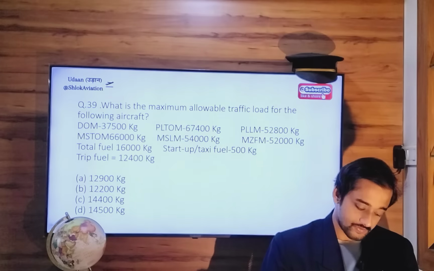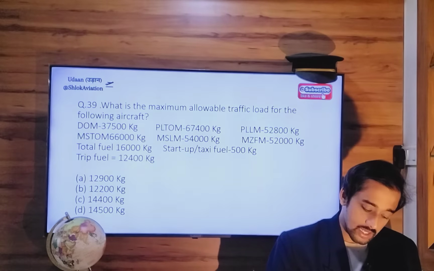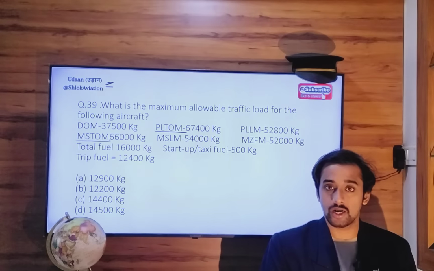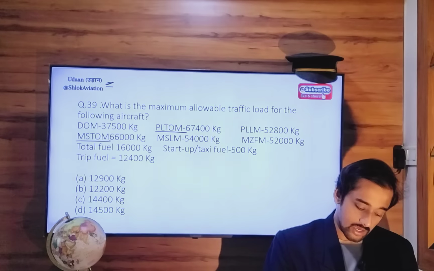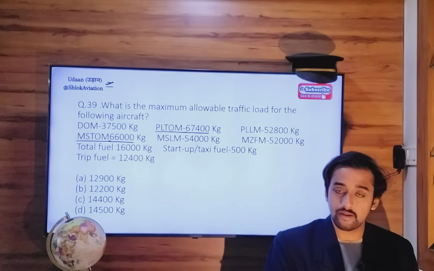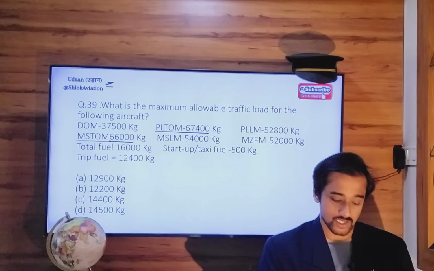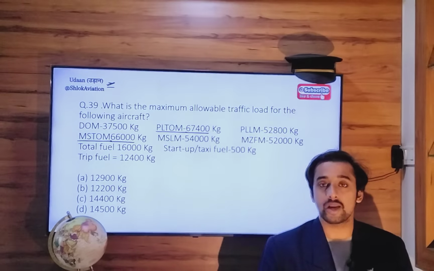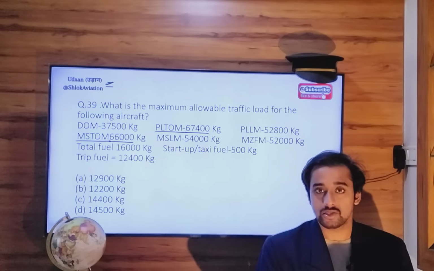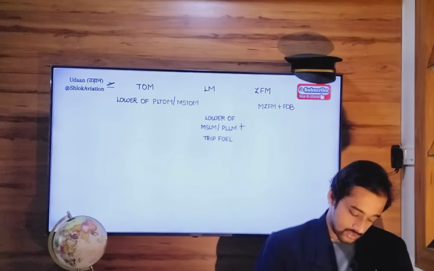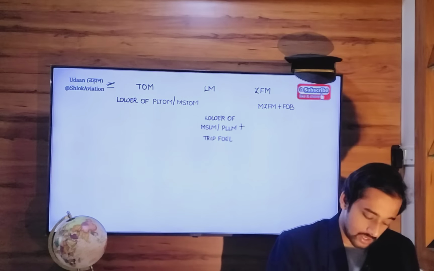So lower between performance limited takeoff mass and maximum structural takeoff mass, 67,400 is more than 66,000, right? So we are going to go with 66,000 kg, or we are going to take off with a mass of 66,000 kg. So I'm going to write 66,000 here.